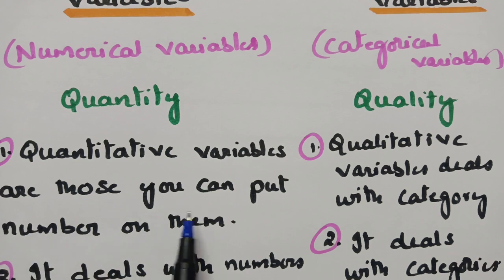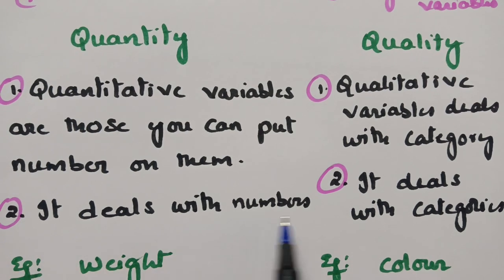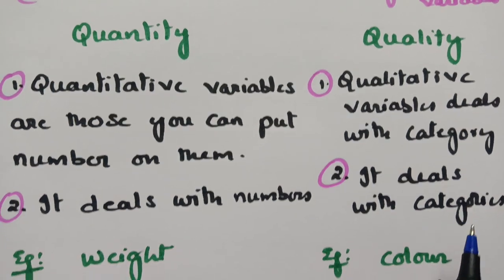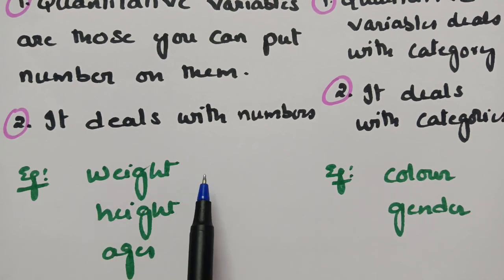Quantitative variables are those you can put numbers on. So all the time you have to measure with numbers. Qualitative variables deal with the category. So it's a classification. It deals with the numbers and it deals with the categories. For example, quantitative variables are always examples on numbers, that is the weight of the students, the height of the students, the age of the students. So these are all things which deal with numbers, numerals.